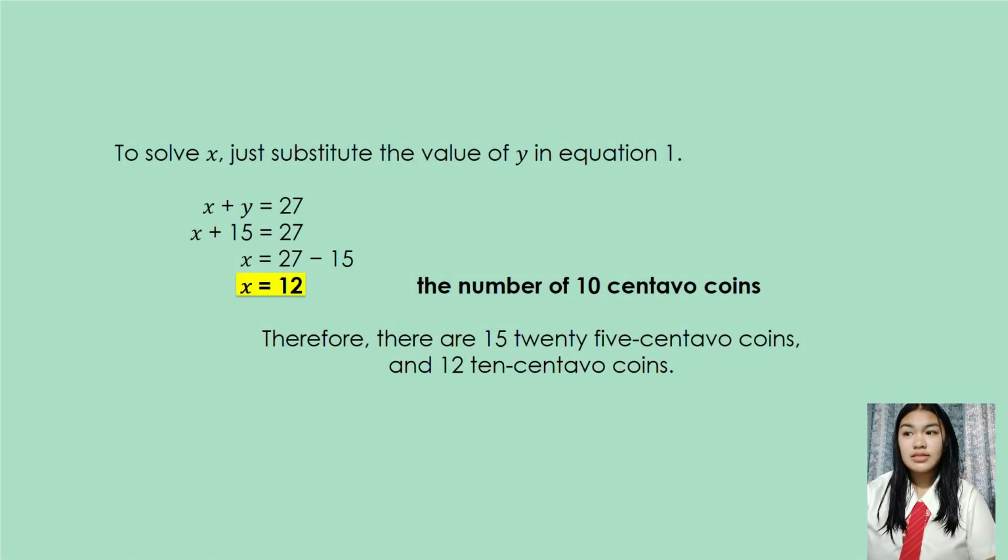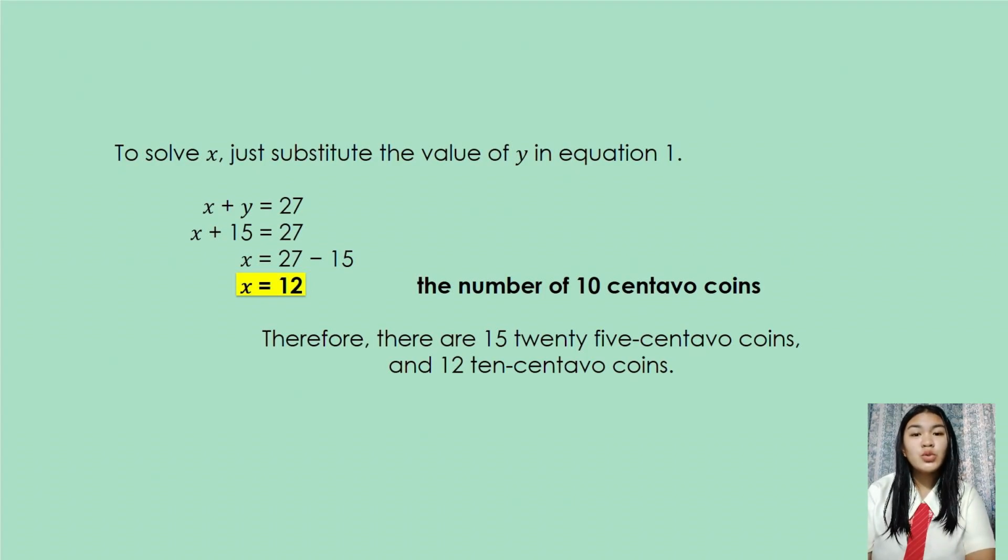To solve x, just substitute the value of y in equation 1. So x plus y is equals to 27. X plus 15 is equals to 27. X is equals to 27 minus 15. So we will have now x is equals to 12, which is the number of 10 centavo coins. So therefore, there are 15 25 centavo coins and 12 10 centavo coins.